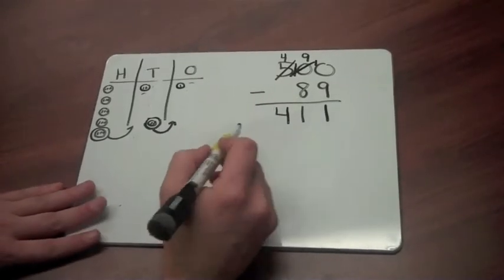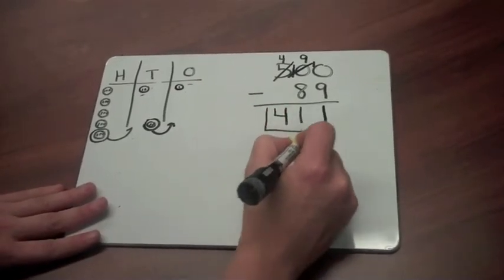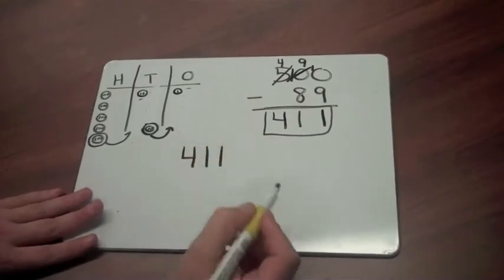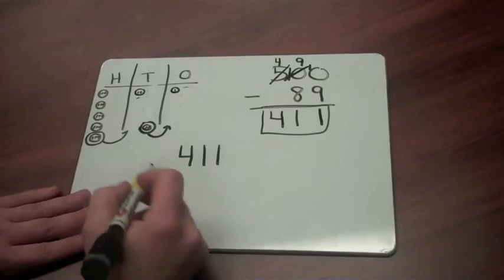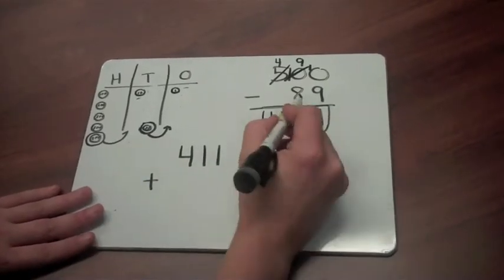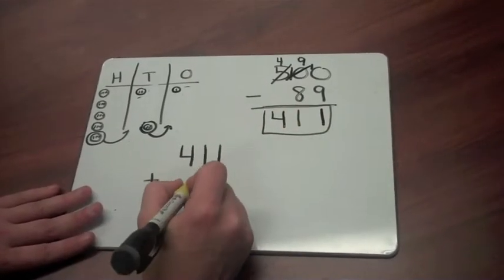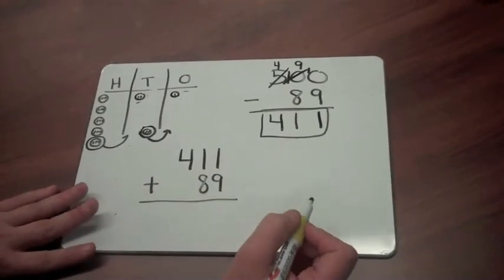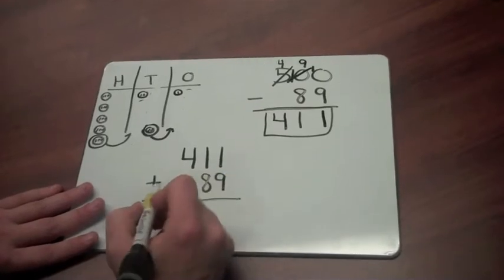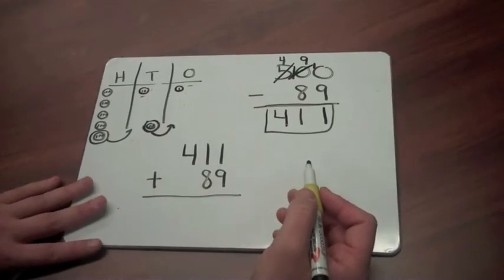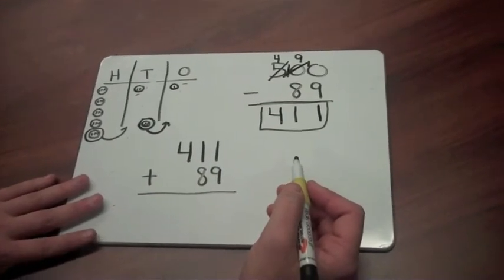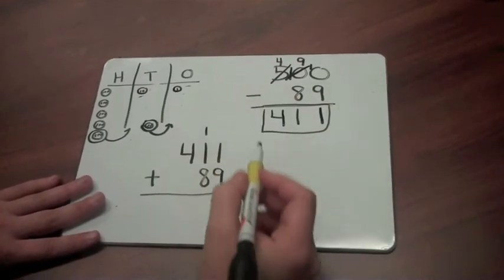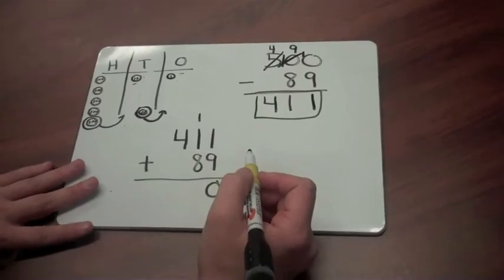Just to check my answer, I'm going to take the answer that I got, 411, and put that at the top of my addition problem, and then I'm going to add 89 to it so I can check my work. I know that 1 plus 9 is equal to 10, and when I regroup 10 ones, I get 0 ones and 1 ten. Then I'm going to look at the tens place.